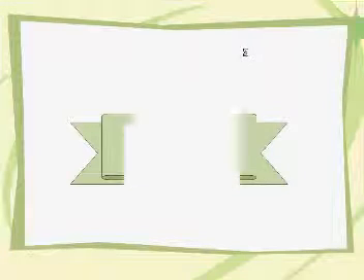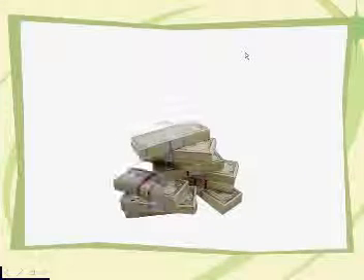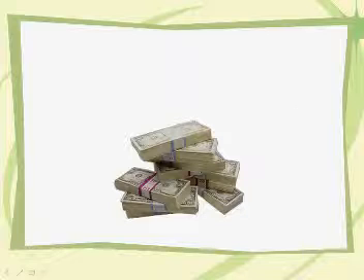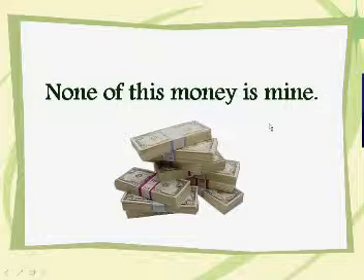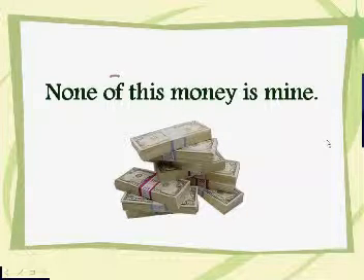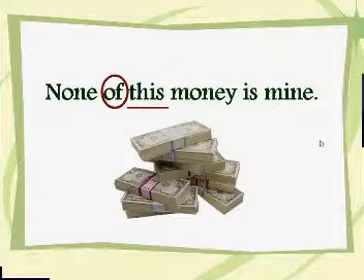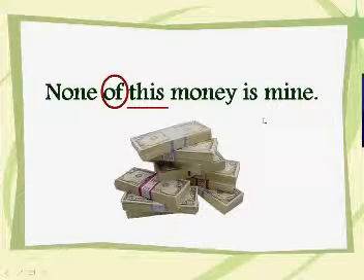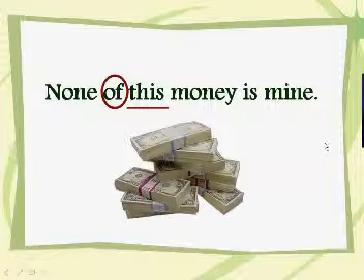Examples. Look at all that money. None of this money is mine. Notice we have of followed by this. None of this money is mine. I wish it was, of course. None of this money is mine. Okay. None followed by of and this.